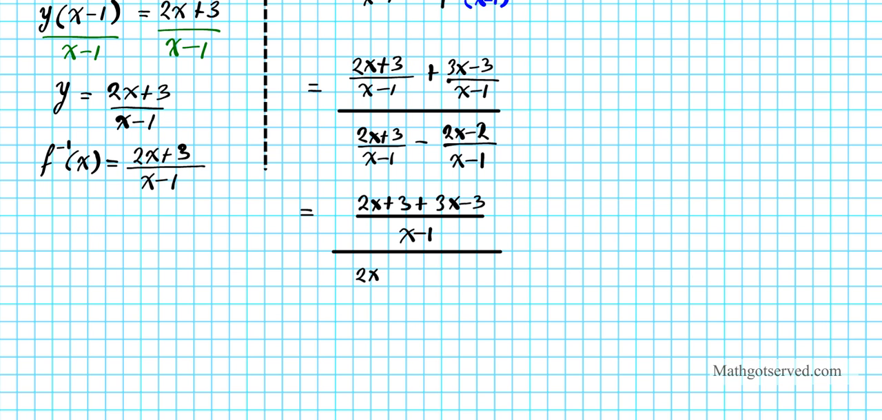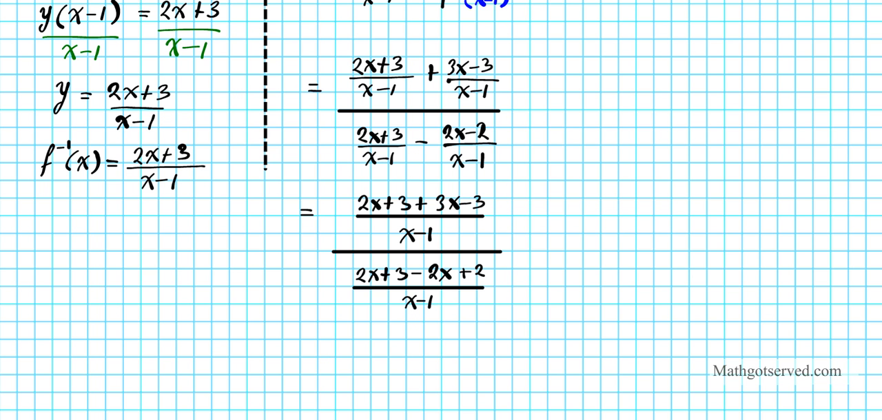So I'm going to write it as 2x + 3. Now you have to be careful. You have this minus here. Since we're subtracting, it's going to change this 2x into minus 2x. And then this minus 2, minus times a minus is going to change that into a plus, plus 2. Okay? I have that divided by x - 1.